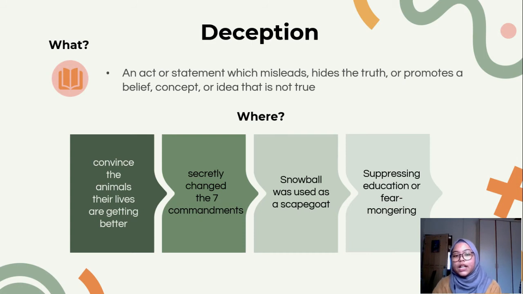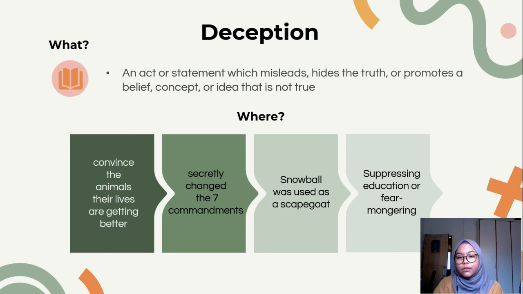The first one is convincing the animals that their lives are getting better. To maintain power, the pigs elaborate lies. Squealer uses propaganda to convince the animals that their lives are getting better, but in reality they are actually getting worse.